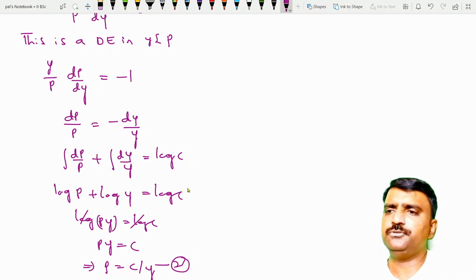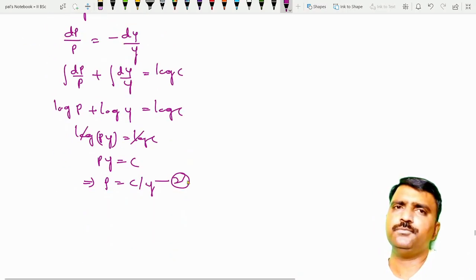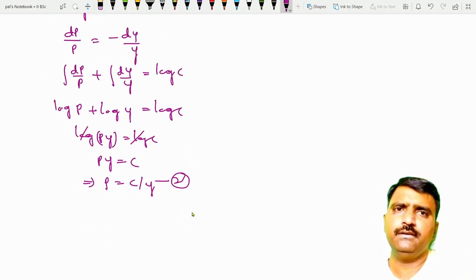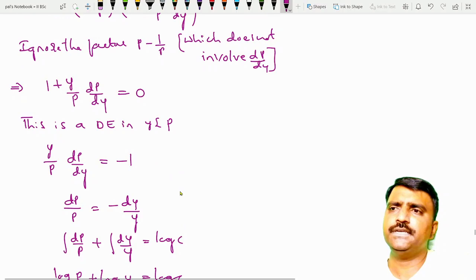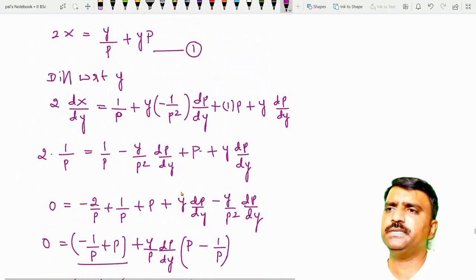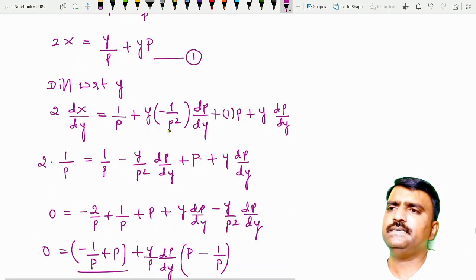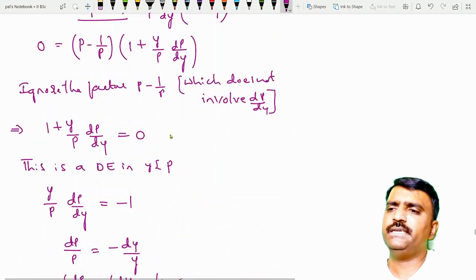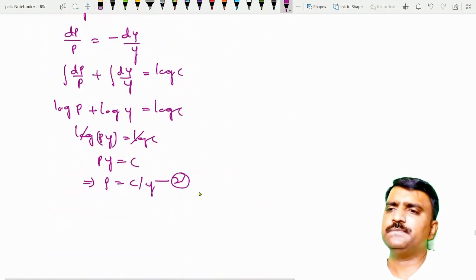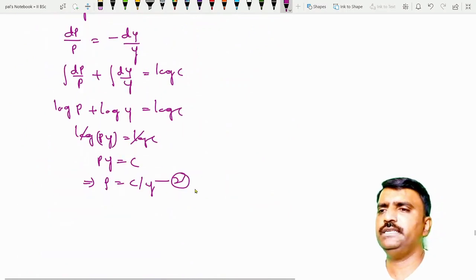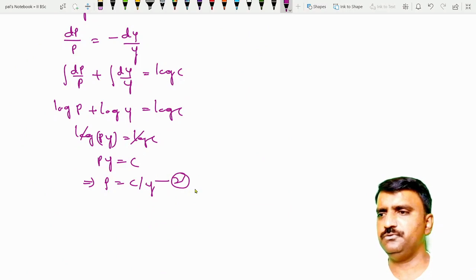So I already told you that after obtaining the relation between p and y, we have to eliminate p from the given equation 1 and this equation. So we have to eliminate p. Okay, so it is easy. You just substitute the value of p in equation 1. Substituting 2 in 1.